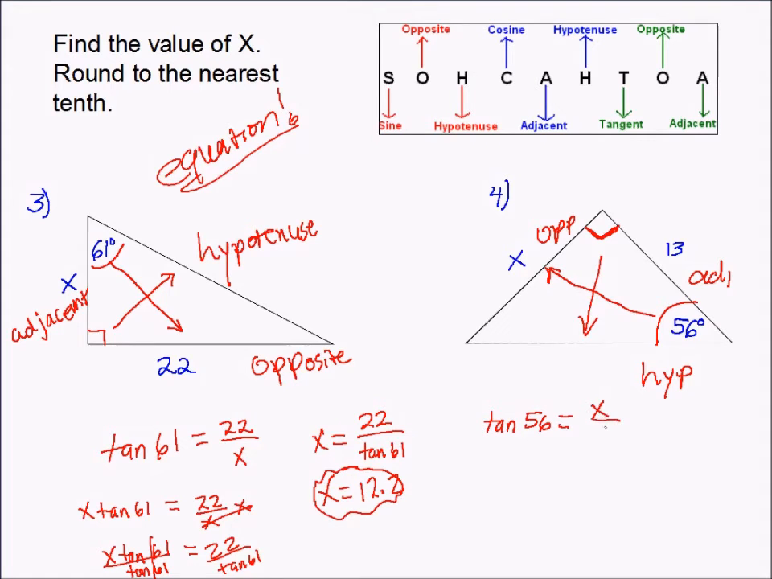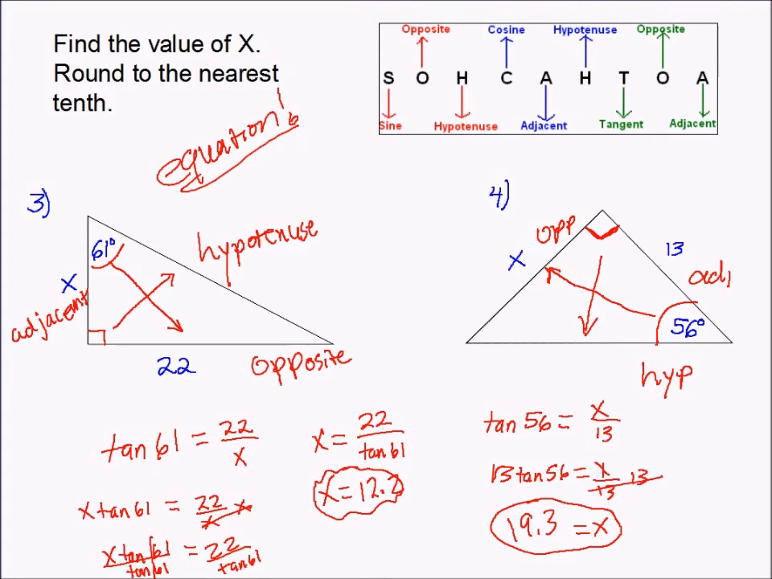x divided by 13. Solve for x, so we're going to multiply by 13 on both sides. Cross that out. And then x is by itself. And then when you plug in 13 tangent of 56, we're going to go ahead and get 19.3. Okay? So you got to pay attention to what sides we give you. Was it the opposite? Was it the adjacent? The hypotenuse? And that's how you can solve for x.